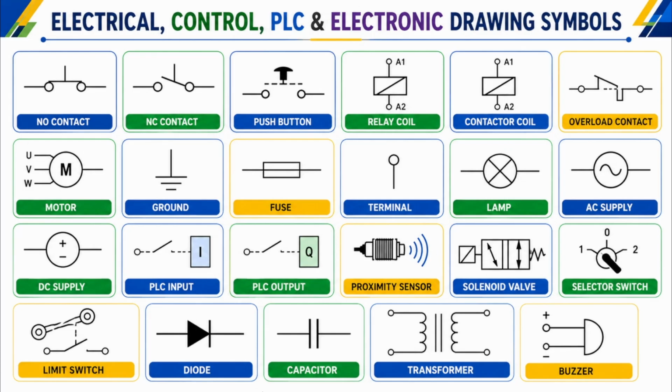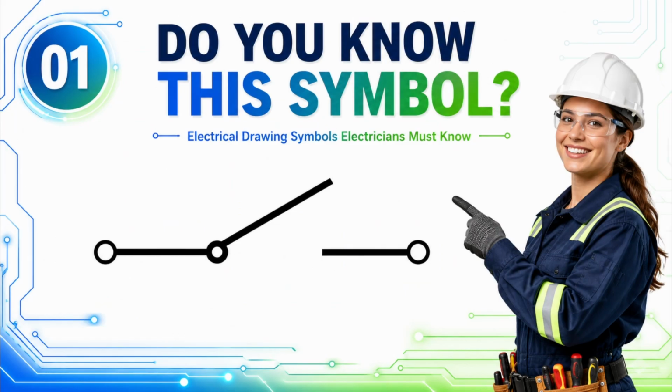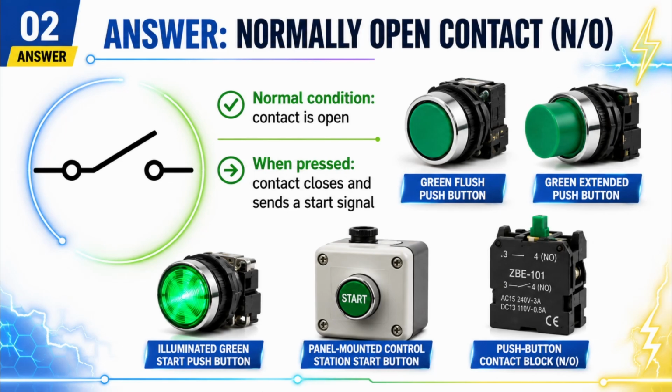So, let's begin with symbol number 1. Here's our first symbol. You've probably seen this many times in electrical drawings. Can you identify it? Let's check the answer. The answer is normally open contact, or N/O. In the normal condition, the contact is open. When the push button is pressed, it closes and allows current to flow. This is also called a momentary contact because it changes state only while the button is being pressed. It is commonly used for start push buttons in motor control and industrial control circuits.